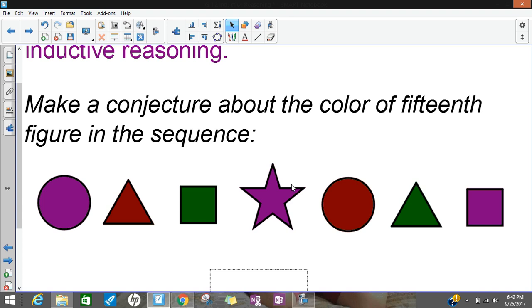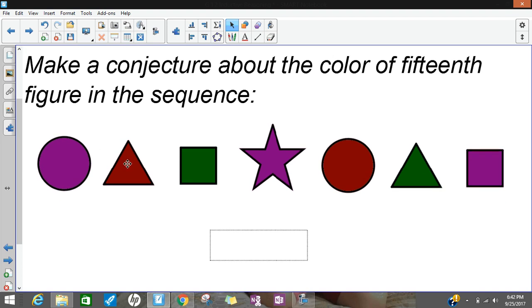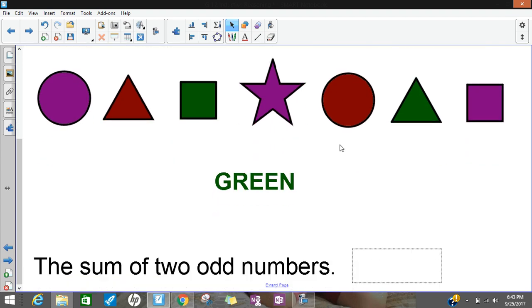15th shape will be. So I have purple, maroon, green, purple, maroon, green, purple. So it looks like the 3rd shape is green, the 6th shape is green, so every 3rd shape will be green. That means that my 9th shape will be green, my 12th shape will be green, and then my 15th shape will also be green. So again, I only have 7 shapes colored in, but I can make a conjecture based on this pattern about the 15th shape without drawing them.